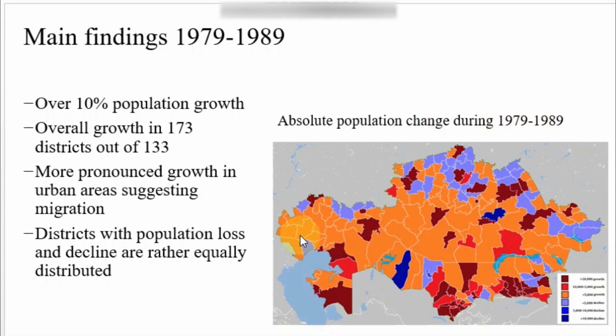As we can see here, population growth is distributed more or less equally throughout the territory of Kazakhstan. There's growing population in the north and in the south, slightly more in the south, and there are more districts with population decline, slightly more in the northern half of the country.